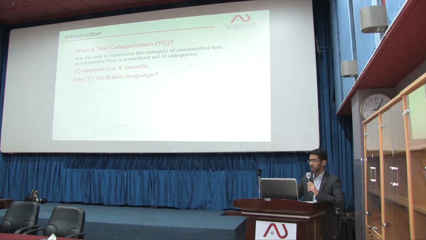Why TC for the Arabic language? The efforts on TC work have been allocated to automatic classification of English and Latin text and other languages. Researchers paid little interest to investigating TC approaches in classifying Arabic text, despite the fact that Arabic is among the most widely spoken languages and there are 400 million native Arabic speakers.